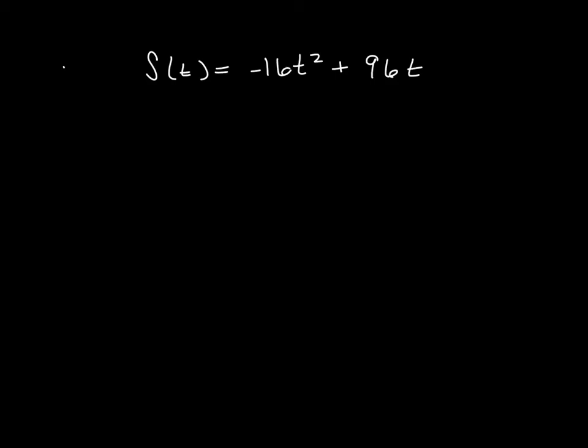Let's go ahead and look at a specific example. What this example is talking about is we have a rocket that is launched with an initial speed of 96 feet per second. That's defined as our function above. And we want to know the instantaneous velocity.